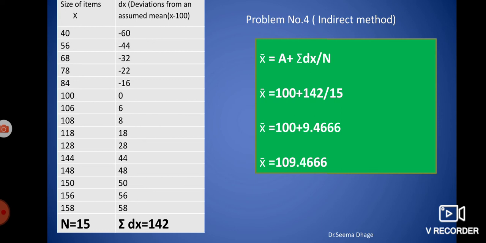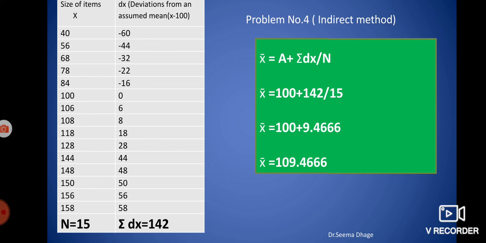Next 108. 108 minus 100 is 8. 118 minus 100 is 18. 128 minus 100 is 28. 144 minus 100 is 44. 148 minus 100 is 48. 150 minus 100 is 50. 156 minus 100 is 56. 158 minus 100 is 58. So now we are taking the total of dx, that is sigma dx is 142.